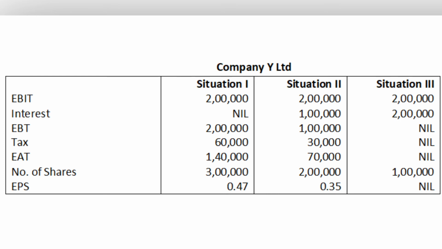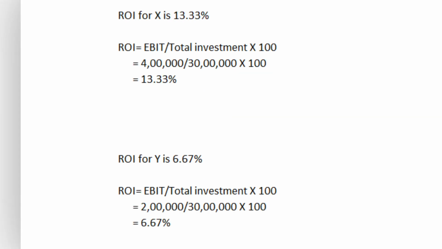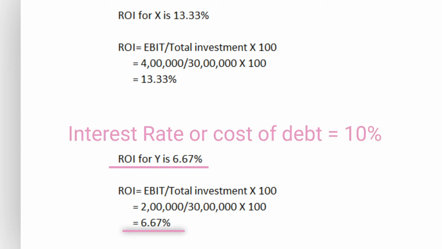But return on investment in this particular case is 6.67%. Rate of interest is 10% while ROI in this case is 6.67%. This is calculated by EBIT upon total investment into 100, which gives you 2 lakh divided by 30 lakh into 100, which is 6.67%.